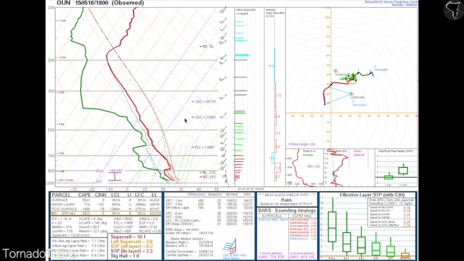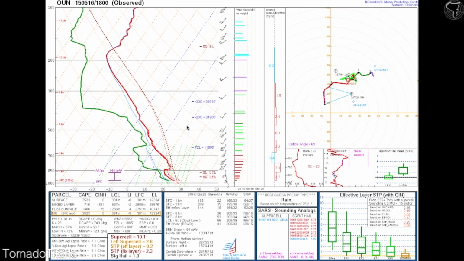The higher the values of supercell composite, the more potential you have for supercells just because of this parameter. Not always is this the case. Sometimes you'll have a high supercell composite parameter, but in reality, the setup favors a line of storms, etc. So it's used as a tool. If you're going to get discrete storms and you have a high supercell composite parameter, the odds are pretty high you're going to have supercells.